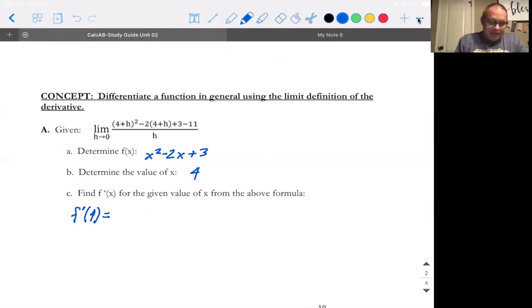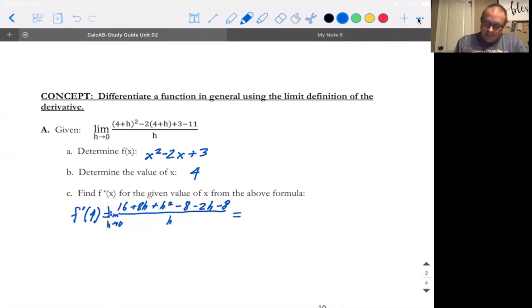Okay, first of all, what would I do? Well, what I would do first of all is go ahead and FOIL out 4 plus h times itself. So that's 16 plus 8h plus h squared. And then distribute the -2 through. So that's -8 minus 2h, and 3 minus 11 is -8 right there, all over h. And again, this is a limit process, so I do need to put the limit as h approaches 0 in there as well. So now I need to clean up the numerator.